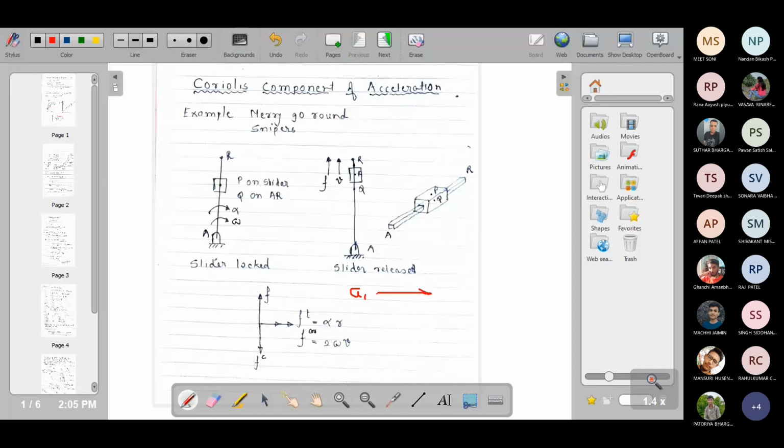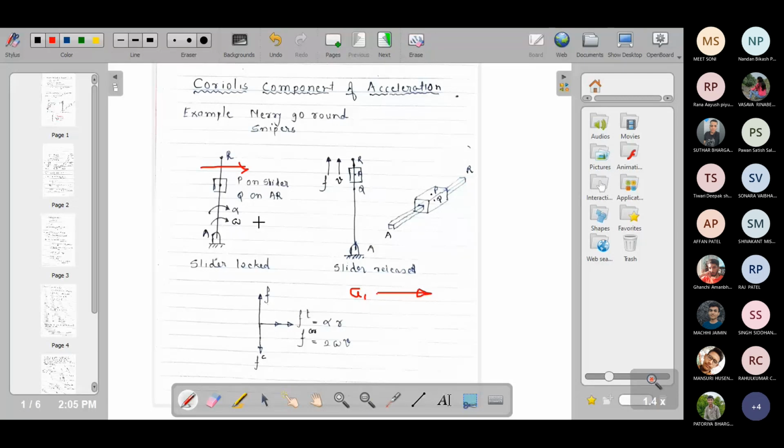Now why have I taken this direction, the right hand direction, not the left hand direction? It is perpendicular, tangential. Yes, it is moving in the clockwise direction. The link is rotating clockwise. So the tangential component is perpendicular to the link, which means in this direction, and on the right hand side it is rotating clockwise. Alpha is given in the clockwise direction. So that is why I have drawn the arrow on the right hand side.